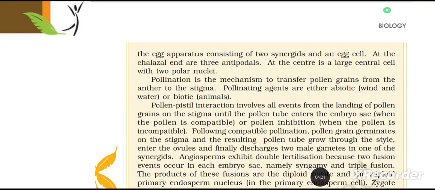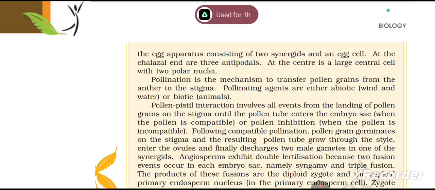At the micropylar end is the egg apparatus consisting of two synergids and an egg cell. At the chalazal end are three antipodals. At the center is a large central cell with two polar nuclei. Pollination is the mechanism to transfer pollen grains from the anther to the stigma.